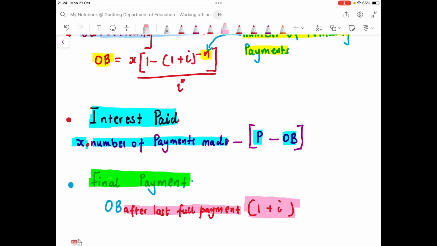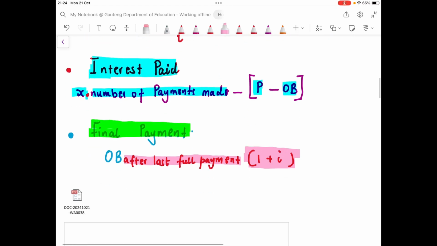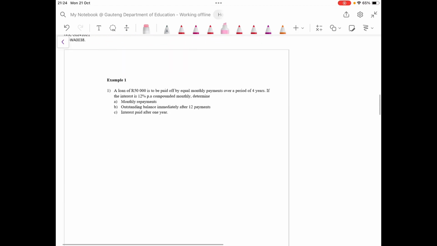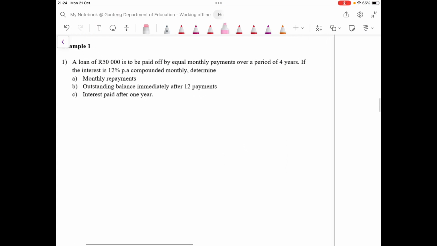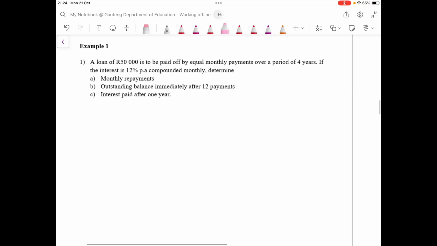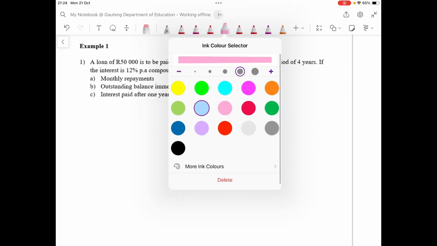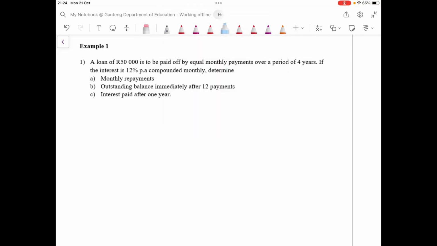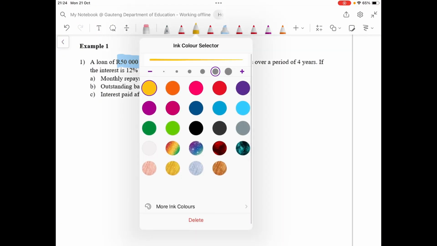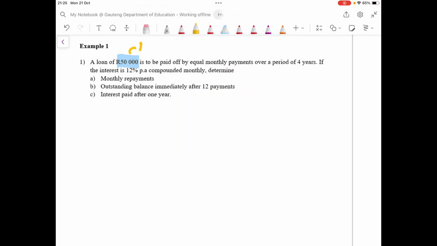Let's go straight to examples. Now here is example number 1. A loan of 50,000. So we can see already here, this is a loan. So this is your P. So P is 50,000.